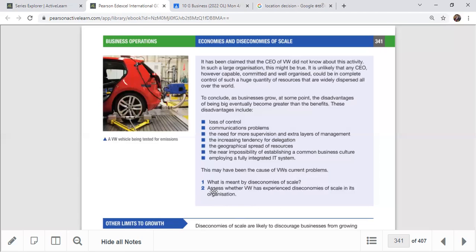Second question, the assess question. You can see we can convert it to an analyze question like a 6-marker. Analyze whether VW experienced diseconomies of scale. Then you have to give 2 examples from the case study and then develop those points to support your view, right? So we'll go to the marking scheme.